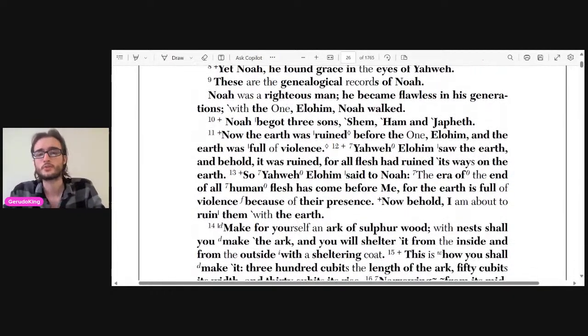These are the genealogical records of Noah. Noah was a righteous man. He became flawless in his generations. With the one Elohim Noah walked. Noah begot 3 sons, Shem, Ham, and Japheth.